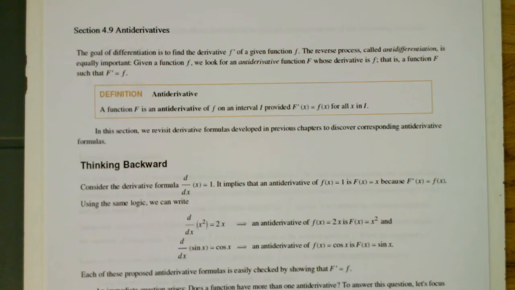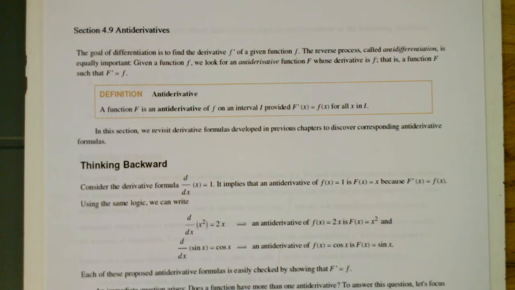So the goal of differentiation is to find the derivative, or f prime, of a given function f. Now we're going to reverse the process, which is called anti-differentiation. Here we're going to be given a function f, and we're looking for an antiderivative of the function called capital F, whose derivative is f. That is, a function F such that F prime would be equal to lowercase f. So this is the definition of what an antiderivative is.